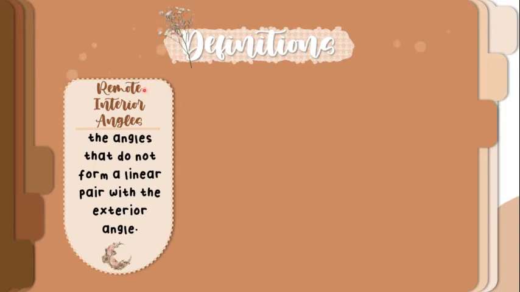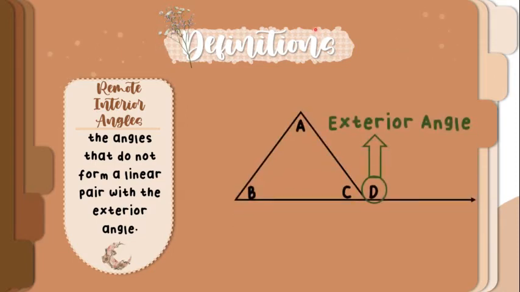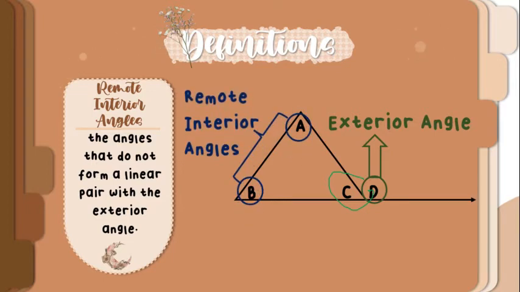Next definition is about remote interior angles. Remote interior angles are the angles that do not form a linear pair with the exterior angle. Again, let us use the figure from our first definition. We tackled that angle C is a linear pair of angle D. From that, we can conclude that the angles that do not form a linear pair with angle D are automatically the remote interior angles. And from our figure, we have angles A and B as our remote interior angles.